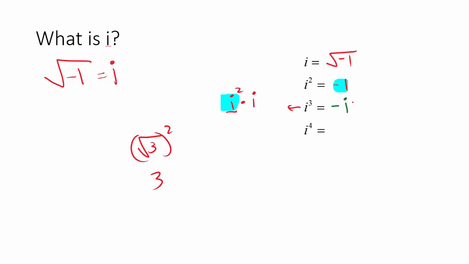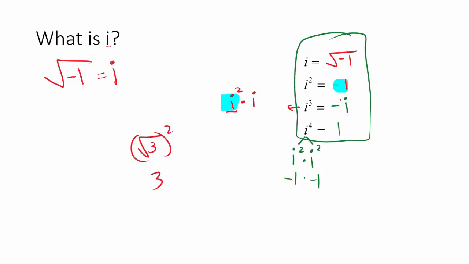Okay. We got one more to go. We'll do i to the fourth. I'm actually going to split i to the fourth up into i squared times i squared. And remember that i squared is negative 1. So i to the fourth would just be 1. And this is just a helpful thing if you didn't understand my explanation. For now, just get that down in your notes. This is what's important here for now. We'll get into different times when we use this in a little bit.